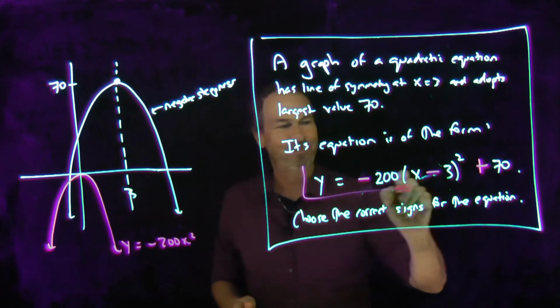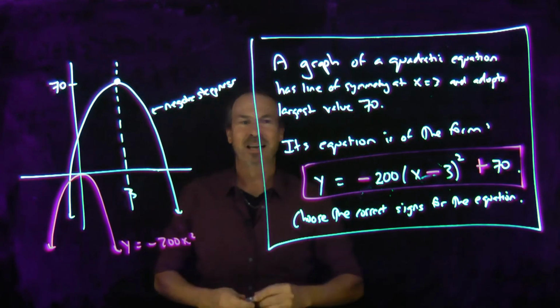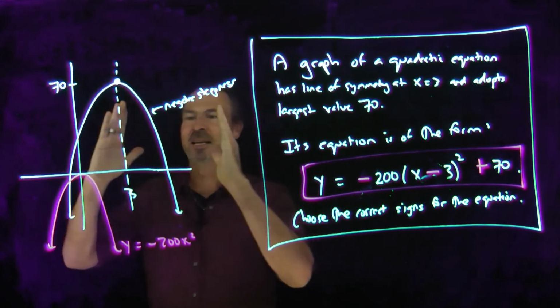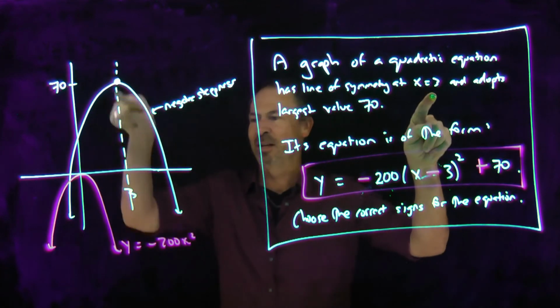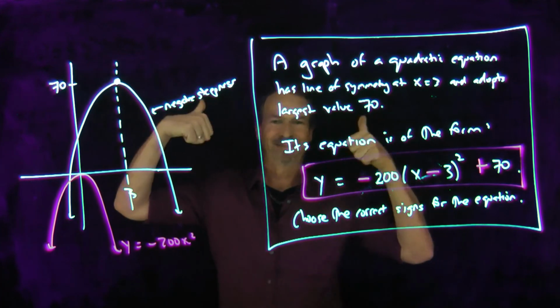I think I've done it. Those must be the signs that give me an equation that does everything asked of me: line of symmetry at 3, highest value 70. I think I'm golden.